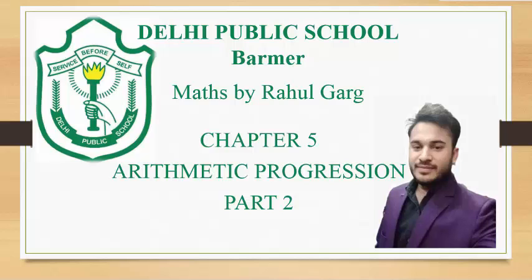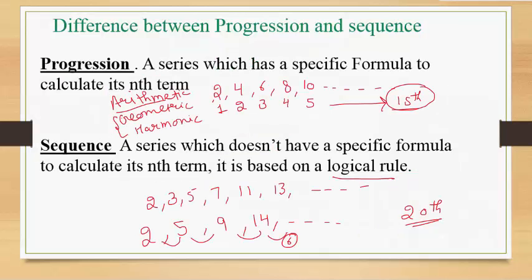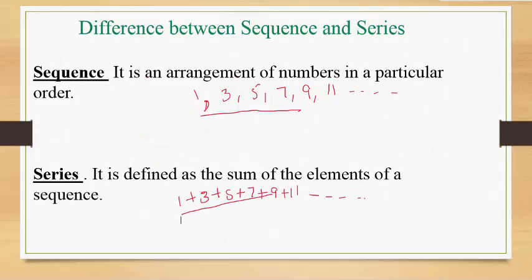This is Rahul Garg, your maths teacher, and we are discussing arithmetic progression, that is chapter number 5. In the last class, we discussed the difference between progression and sequence. Then we discussed the difference between sequence and series. Any series which is represented in the form of sum is known as a series, and an arrangement of numbers in a particular order is known as a sequence.